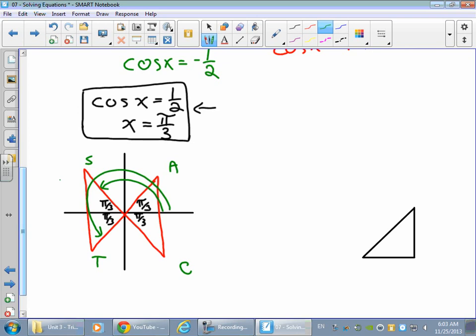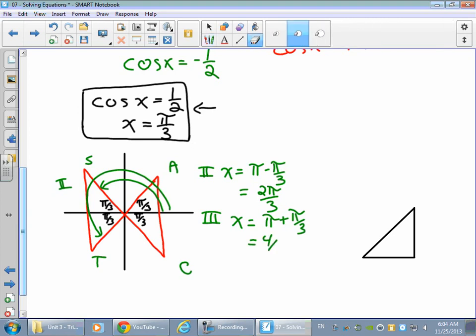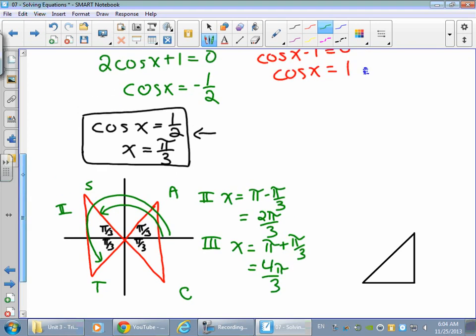Again, the first one in the second quadrant, the angle ends up being pi minus the pi over 3, sort of backing it up, which is 2 pi over 3. And the angle in the third quadrant is, of course, the opposite. It's pi plus another pi over 3, which is 4 pi over 3. So that's the solutions to the first part.